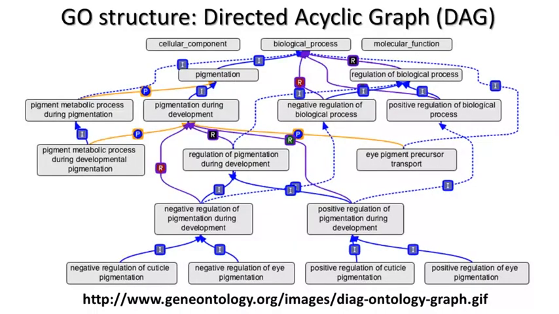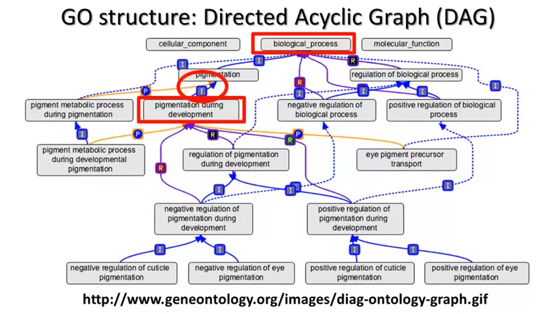Each of the three categories of the Gene Ontology can be represented as a directed acyclic graph. The three categories are the three roots. Part of the biological process graph is shown here. Each node of the graph is a concept. For instance, the node pigmentation during development is a concept of a biological process. The edges between the nodes represent the relationships between the concepts.